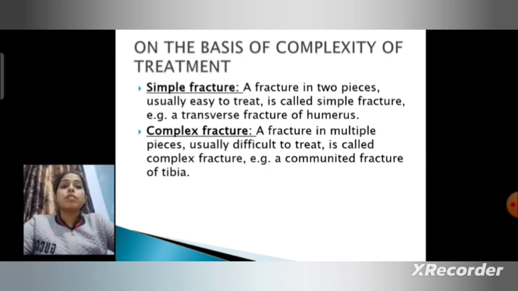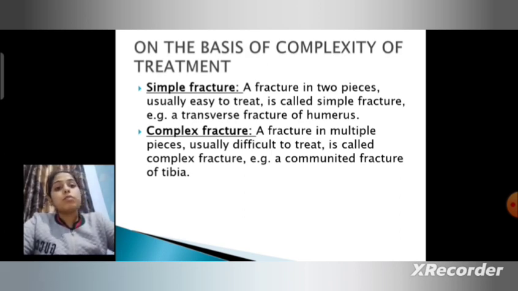Next classification is based on the complexity of treatment, which means whether the fracture is very simple or complex. On this basis, fractures are classified into two parts: simple fracture and complex fracture. A simple fracture is a fracture in two pieces, usually easy to treat. For example, transverse fracture of humerus. The most common simple fractures are hairline fractures.